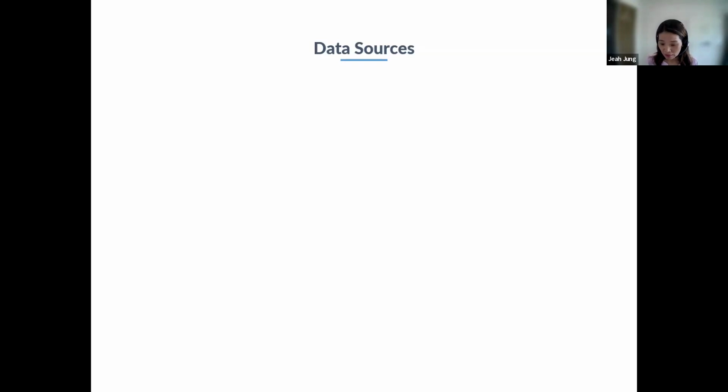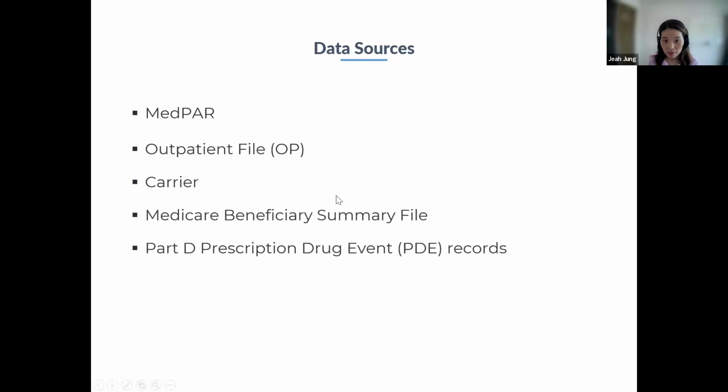What is Part A data? SNF file, yes, you could, but both the SNF and inpatient information are in where? MedPAR. If you remind yourself, the MedPAR file includes the discharges from both SNF and inpatient. So you're done. Good, very good. So data sources are here: MedPAR, in order to get information on inpatient and skilled nursing facilities, and the outpatient file and carrier file and MBSF file and PDE records.